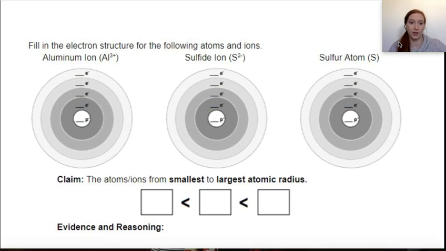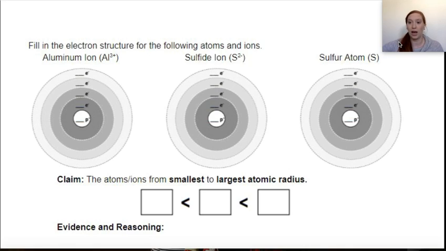So Mr. Sharkey put this review together. I'm just going to walk through this so we can talk about some of these things with periodic trends. So we've got three different substances, two ions, aluminum ion, which is a +3 ion, sulfide ion, which is a -2 ion, and a sulfur atom. And what we want to do is rank these from smallest to largest radius.